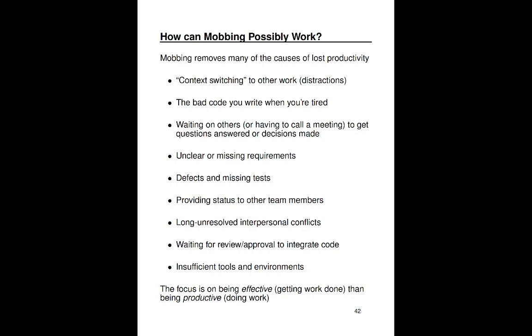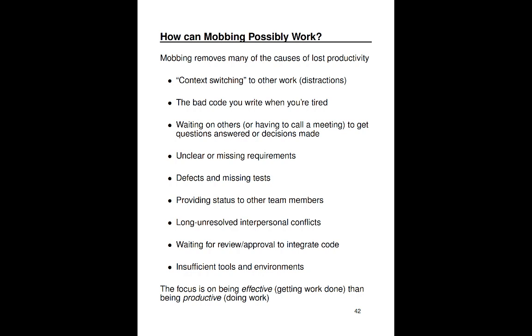Because there's constant feedback in mobbing, you don't end up with defects and you don't have gaps in your testing code because they're caught immediately. What the mob provides is rapid feedback that leads to higher quality. Because everybody's working together all the time in a mob, you don't need to provide status reports. You don't necessarily need to have a stand-up where you tell everybody else on the team what you're doing. Everybody knows what you're doing because you're doing it together.